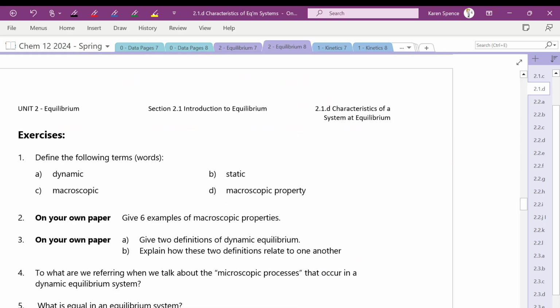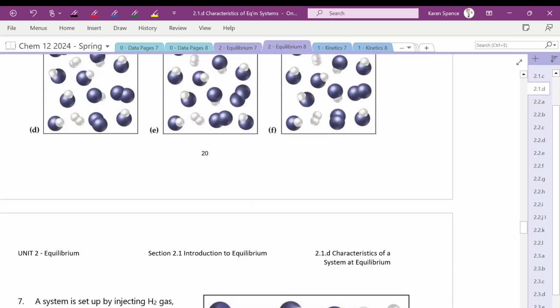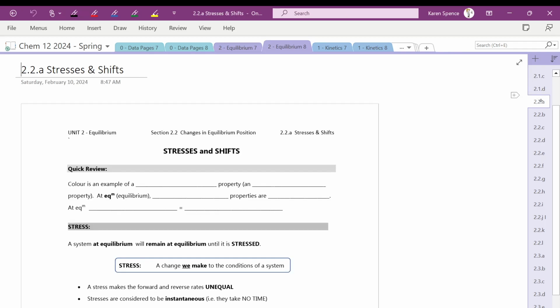All right. There's some exercises. These are going to be your homework for the day, so it's going to be pages 20 all the way through 23. Okay, that will be your homework. And for homework, pages 20 to 23. But we're not going to do that today.